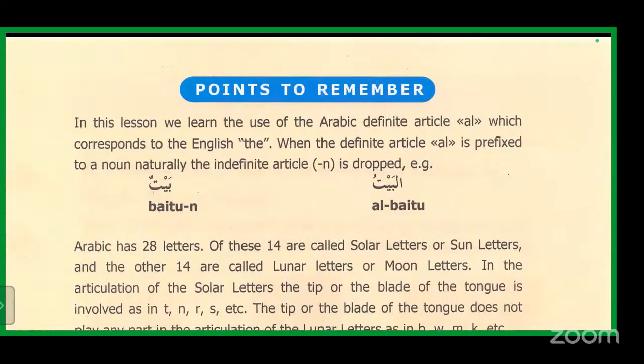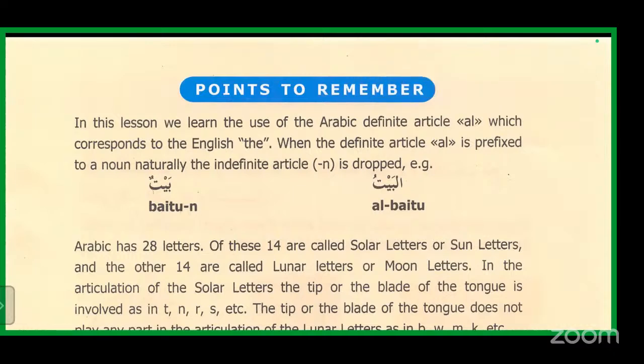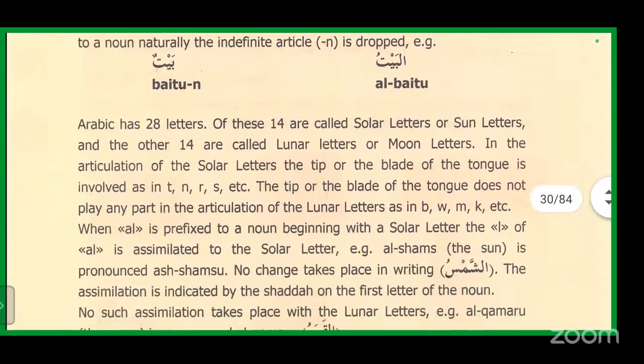In this lesson we learn the use of the Arabic definite article alif lam, al, which corresponds to the English word the. When the definite article al is prefixed to a noun, naturally the indefinite article noon tanween will be dropped, right? So it changes to al baytu.